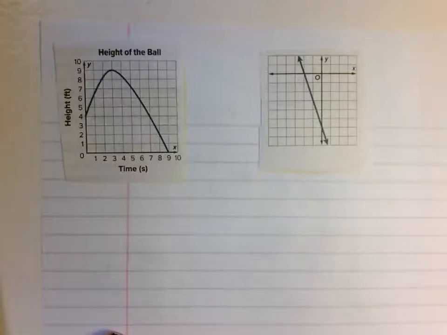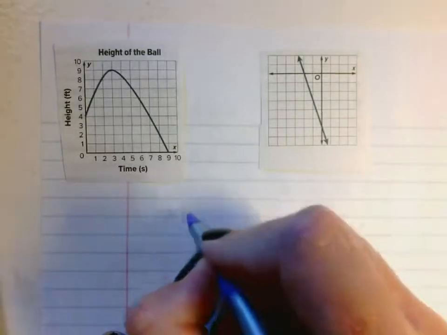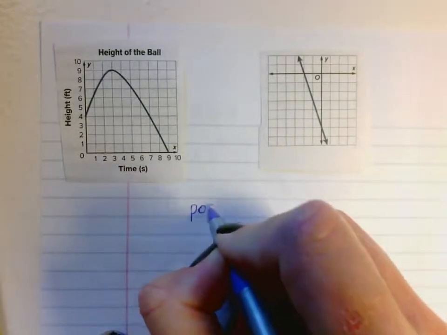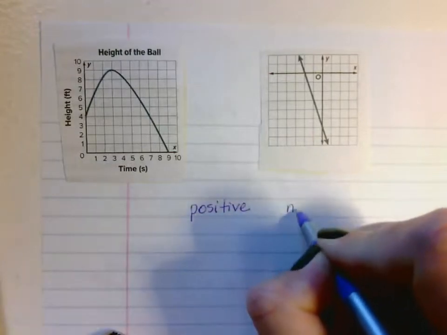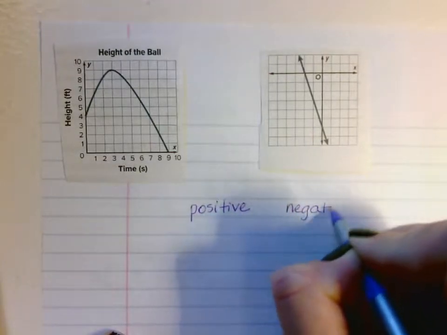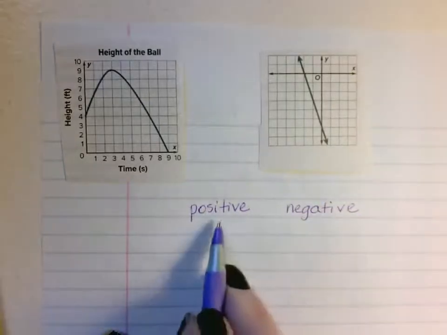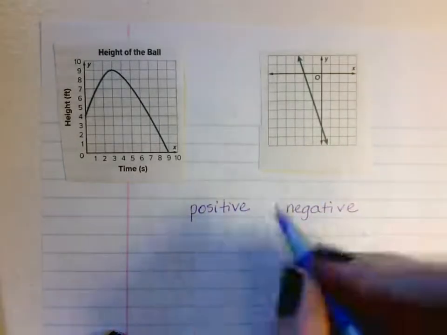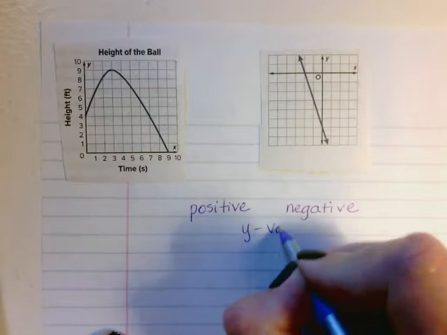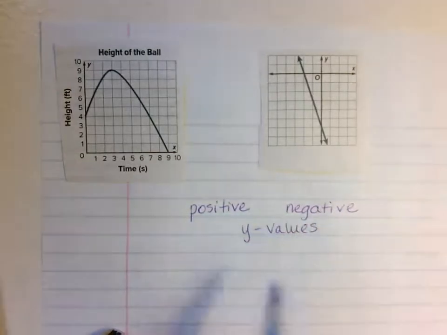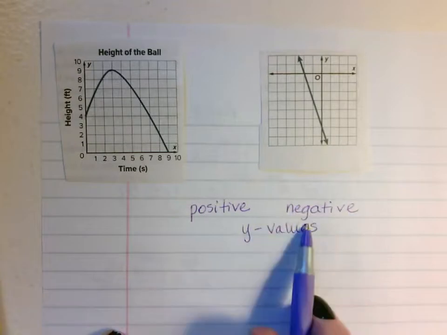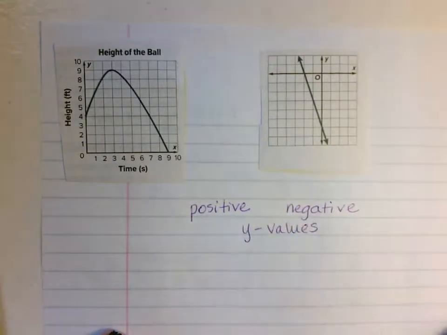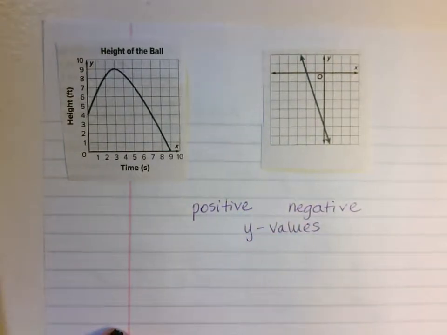Another piece in analyzing graphs of functions that can be helpful is determining when the function is positive versus when the function is negative. And this refers to the y values. When are the y values positive and when are the y values negative? So we're going to write intervals to help describe that.